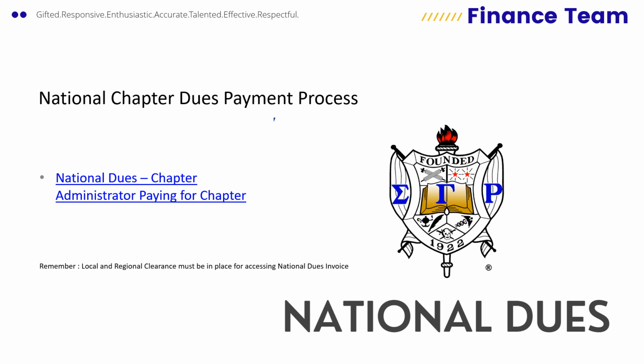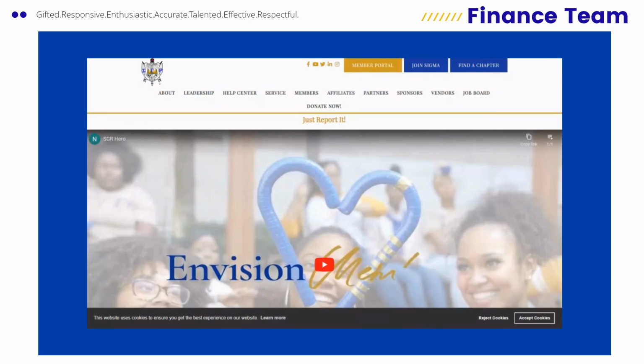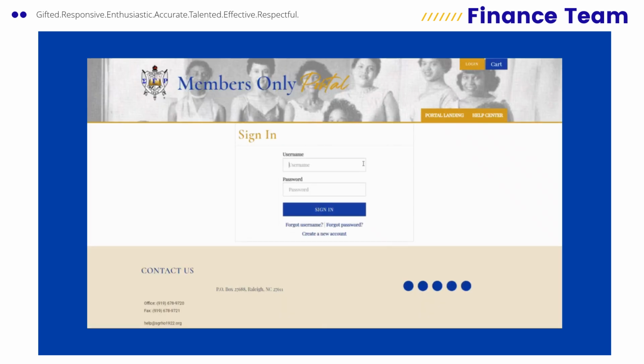Finally, in the last part of the national dues payment process, we will cover how a chapter administrator can pay chapter dues. So this recording is for how an administrator will pay chapter invoices that are found on the chapter's profile. So we will go to our website, sgro1922.org, and select the member portal login. Enter the username and password as the administrator.